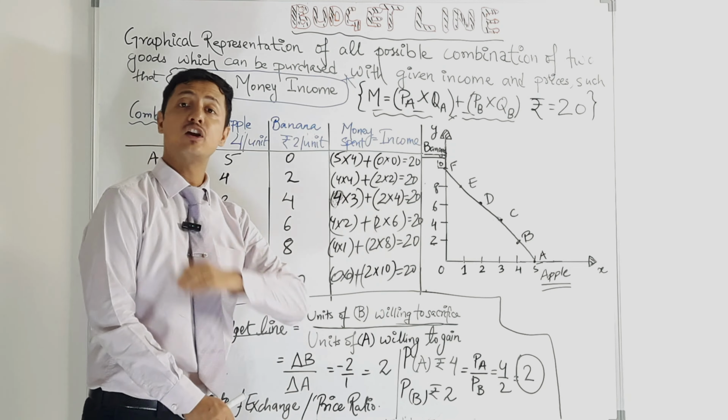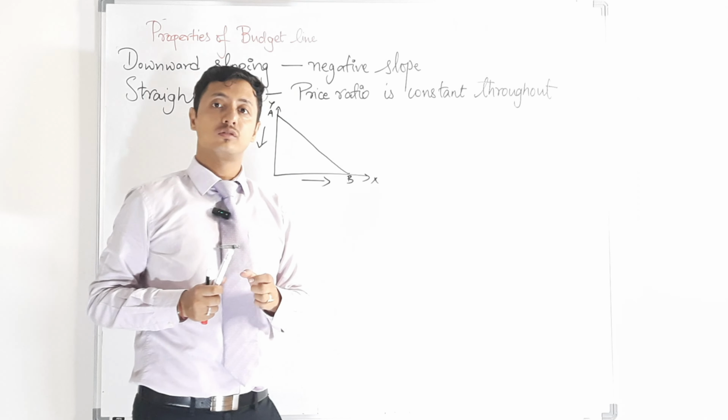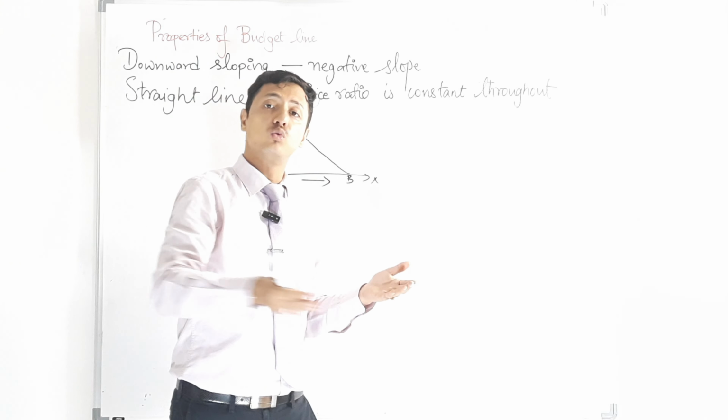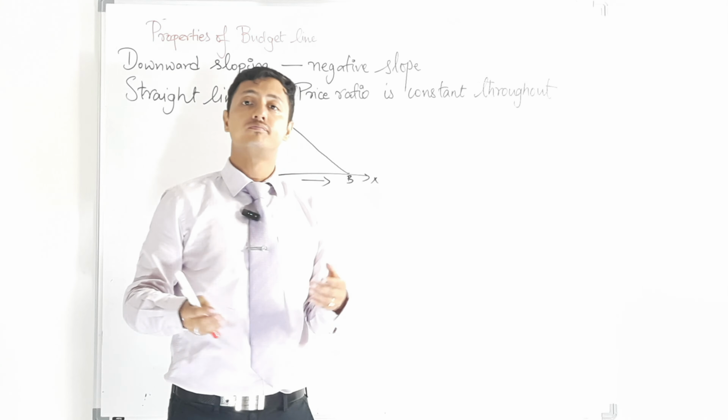A few minutes back we saw what the price ratio is, the slope of the budget line, and the marginal market rate of exchange. So it is a straight line because the price ratio is constant throughout. As we know, the prices of the two goods are already given, and throughout they will remain the same. So the exchange rate of the two goods will also remain the same. That's the reason the price ratio is constant, because of which the budget line is a straight line.